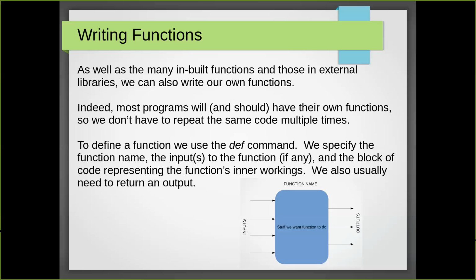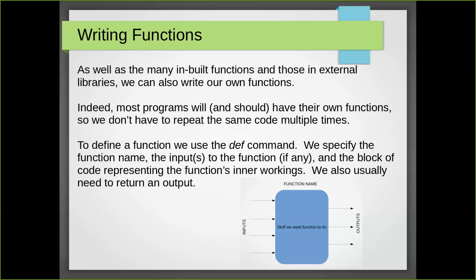So in order to define a function, we simply use the def command. And what we do is we tell Python the name we want to give that function, the inputs that are needed for the function, if any. Remember, there are some functions that don't require any inputs, and the block of code that represents what we want the function to do. Usually, we'll also return some sort of output, although again, not always. You don't have to return an output.